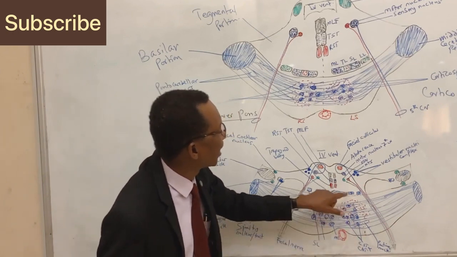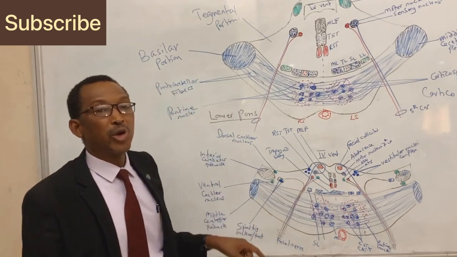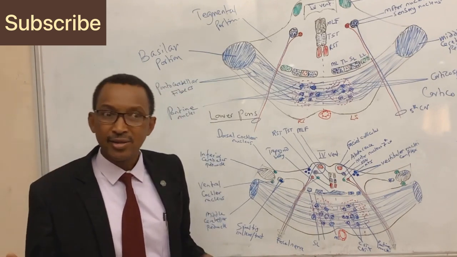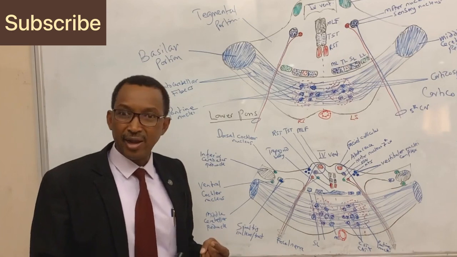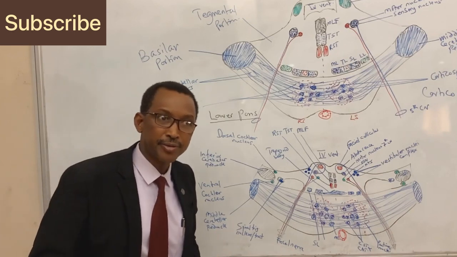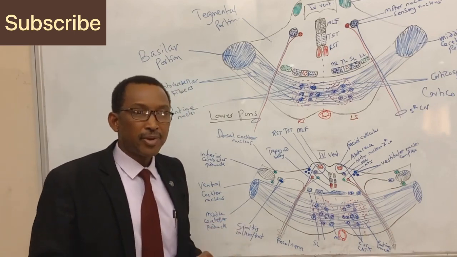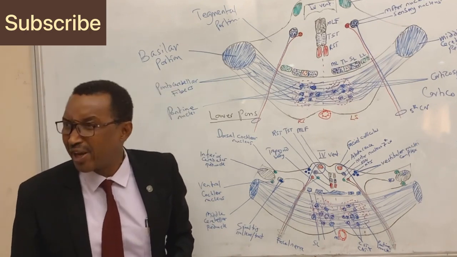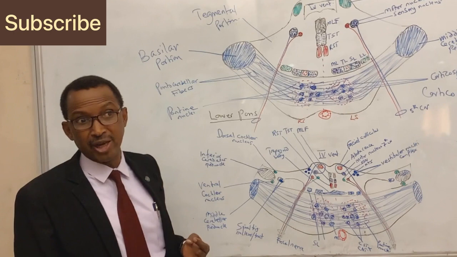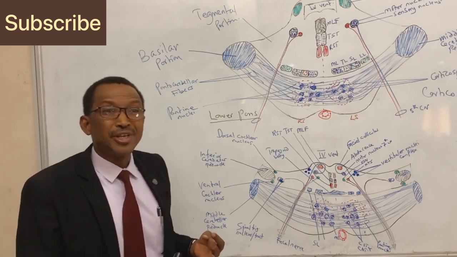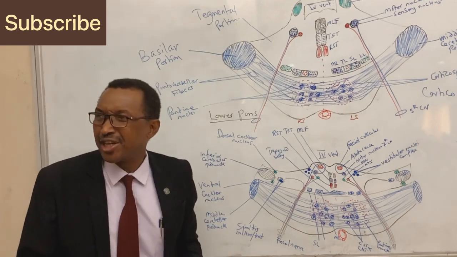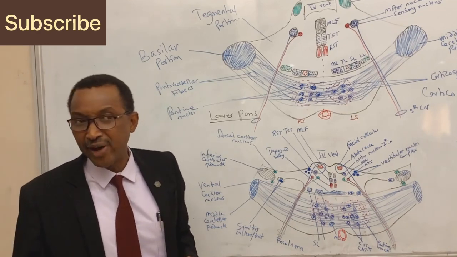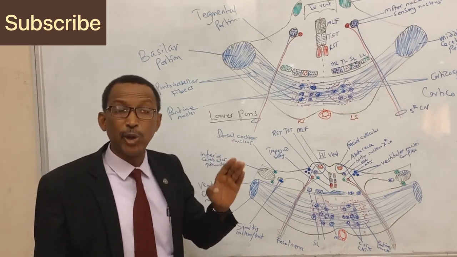Are you clear? Reason because, if you can remember, we said the trigeminal nerve has how many nuclei? Three. We have the spinal nucleus. We have the pontine nucleus, which we call the principal pontine sensory nucleus of the trigeminal nerve. And then we have the mesencephalic nucleus. So we have three. Are you clear?